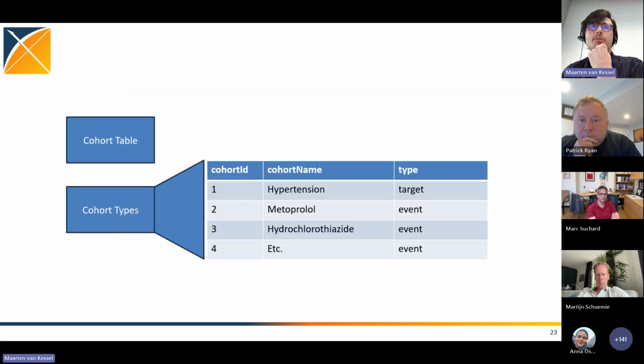So with our cohort table in hand, we also need another table to indicate which cohort is what kind of cohort. So here we have hypertension as our target cohort, and then we indicate the other cohorts as events of interest. Again, this could also be some other target with other events. It doesn't have to be an indication in drug exposure.